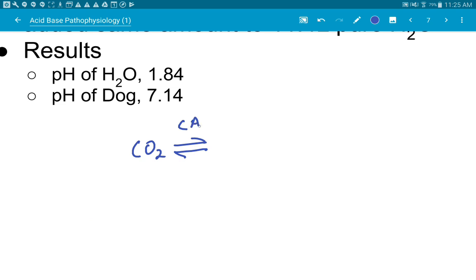via an enzyme, carbonic anhydrase is the enzyme, into H2CO3, and that's carbonic acid, which immediately usually dissociates into hydrogen ion and HCO3 negative, also known as bicarbonate. Definitely have that written down and be able to know this thing right here.